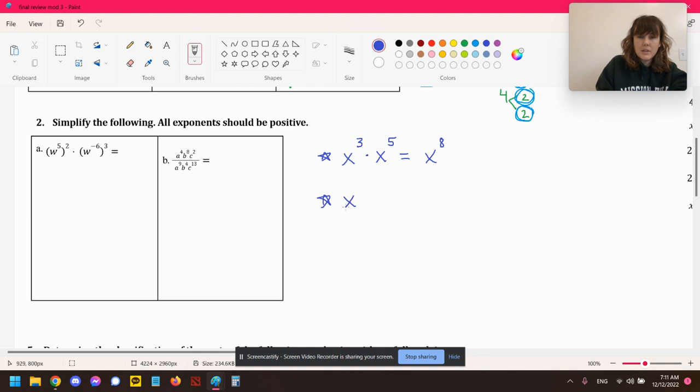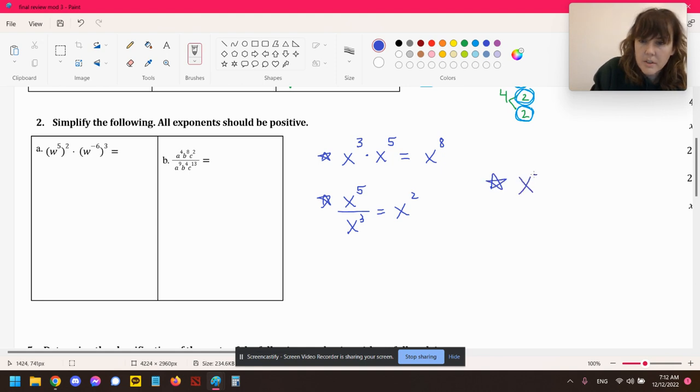Another rule says that if we were to divide them, we would be subtracting their exponents, because it's saying we have 5 x's on top, 3 x's on bottom, and we can cancel as many as possible, which means we're left with 2. If we had 3 on top and 5 on bottom, and we canceled, we would still have 2 left over, but the 2 would be left in the denominator. So we'll get there in a second.